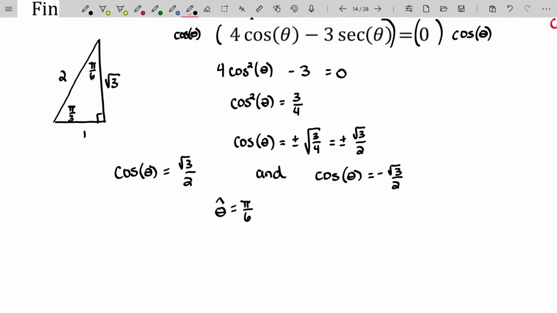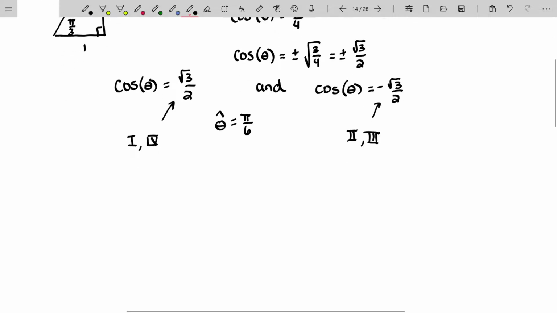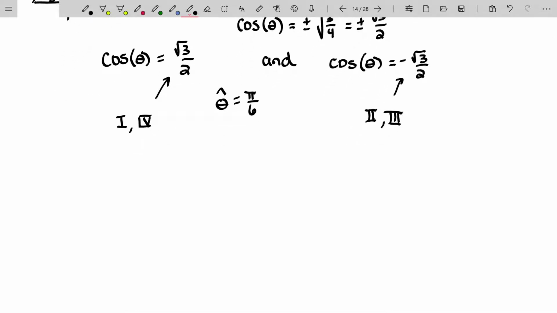Now I just worry about the quadrants. All 4 quadrants are represented here because cosine is positive in quadrants 1 and 4, and it's negative in quadrants 2 and 3. So I basically have all 4 quadrants in play. And now I just list out the solutions. I have the quadrant 1 set of solutions, which is going to be theta is equal to, with a reference angle of pi over 6 in quadrant 1, pi over 6 plus 2 pi k.